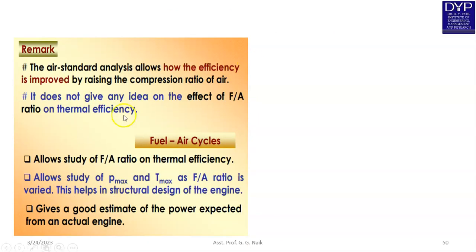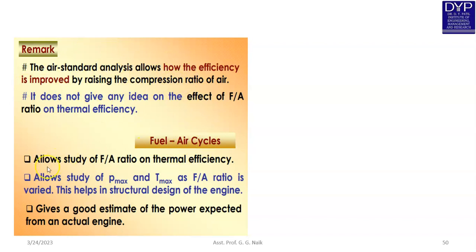Now here, the air standard analysis shows how the efficiency is improved by raising the compression ratio of the air. In the air standard cycle analysis or in the Carnot cycle, we have seen that efficiency can be improved with the help of compression ratio. If the compression ratio increases, we will get higher efficiency. It does not give any idea on the effect of fuel air ratio on the thermal efficiency. Okay, these are the drawbacks that air standard cycle analysis has.